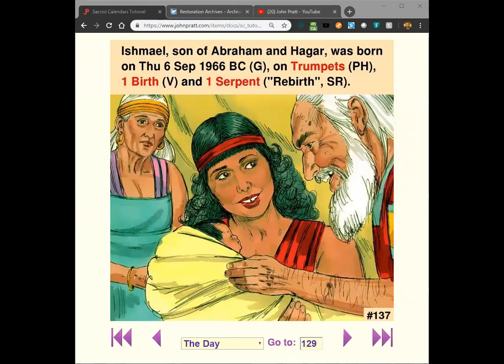Isaac, the birth and resurrection are reversed. Isaac's born on one resurrection, Venus, and one birth, Mercury, and also on one serpent. So both Isaac and Ishmael are both born on one serpent, and then they swap places on Mercury and Venus. So you couldn't make it more fair.